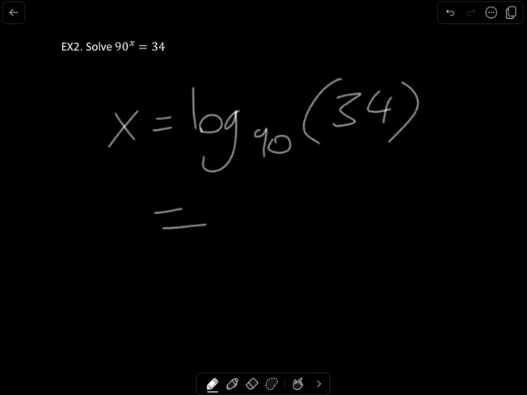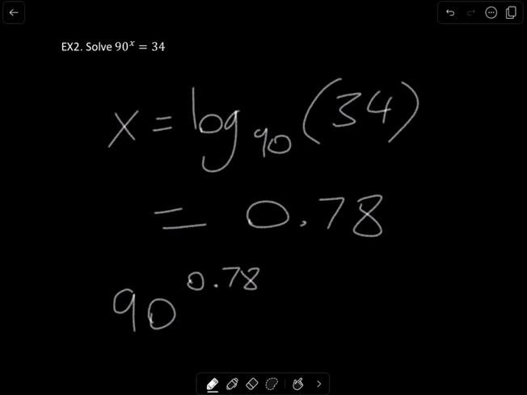Type this in on your calculator, and let's round off to 2 decimal places. This time you're going to get 0.78. Now it's not enough to just get the answer. We need to understand what this answer means. 0.78, what does it mean? It means I must raise 90 to the power 0.78. Once I do that, it should give me 34 or something close to 34, because again, I rounded off. So that's what logarithms help us to do.